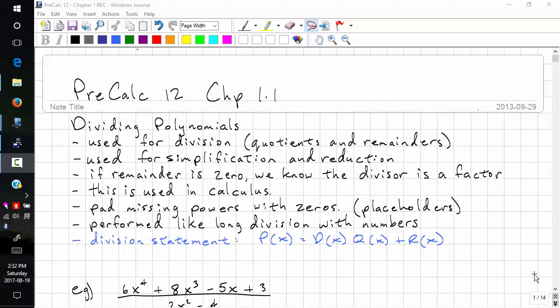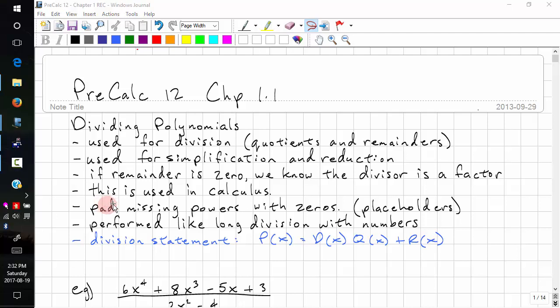This is PreCalculus 12, Chapter 1.1. We're going to be looking at dividing polynomials. We use this for division to calculate quotients and remainders. We use it for simplification and reduction. And if the remainder is 0, then we know the divisor is a factor. It's also used in calculus.